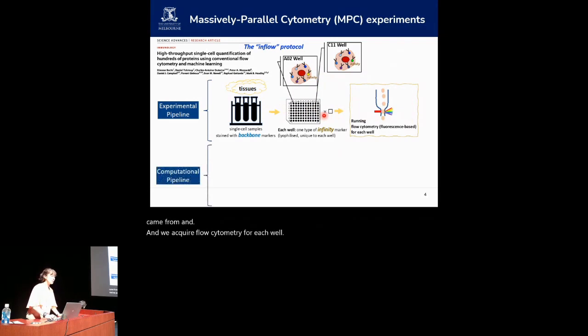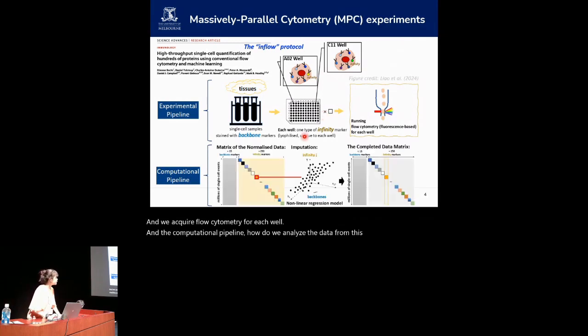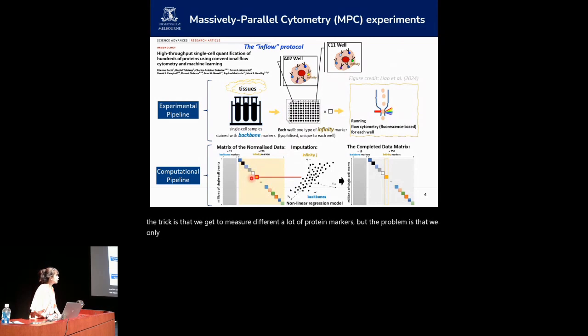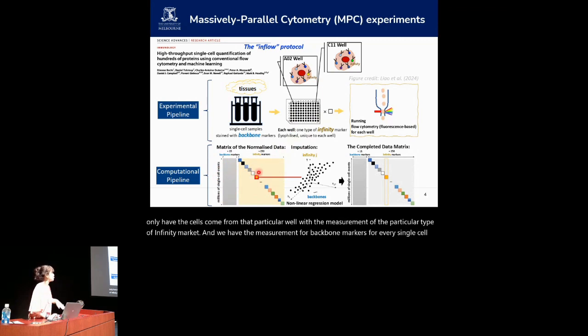And the computational pipeline, how do we analyze the data from this assay? As we can see, the trick is that we get to measure a lot of protein markers. But the problem is that we only have the cells that came from that particular well with the measurement of the particular type of infinity marker. And we have the measurement for backbone markers for every single cell. So cells are on the rows.